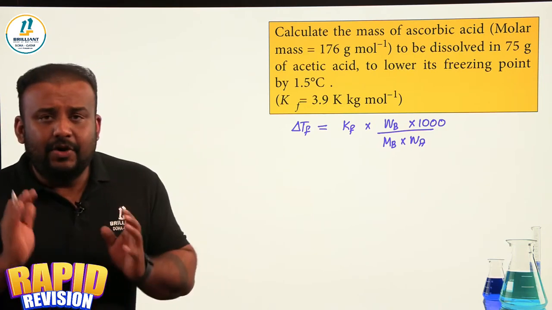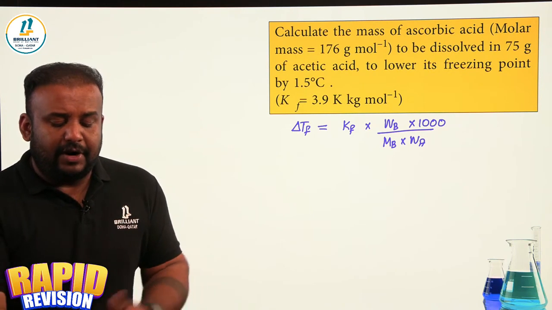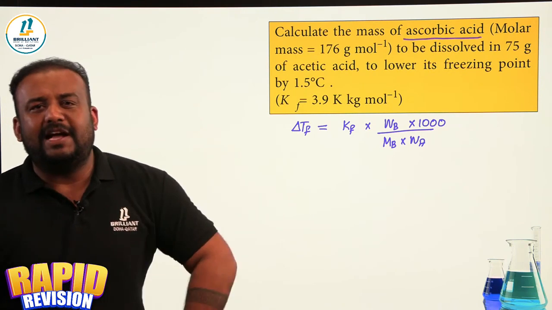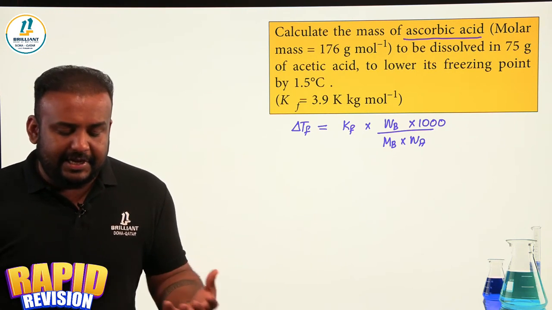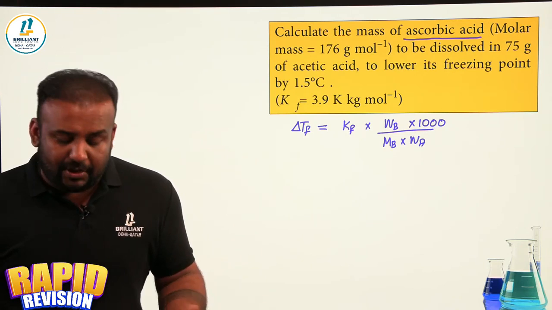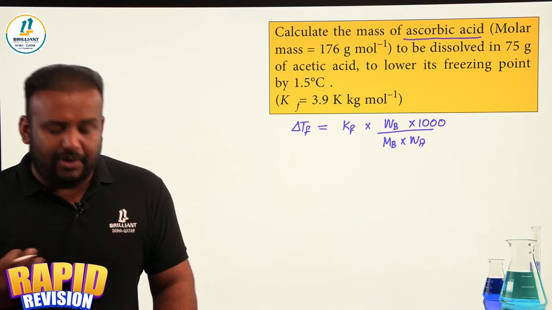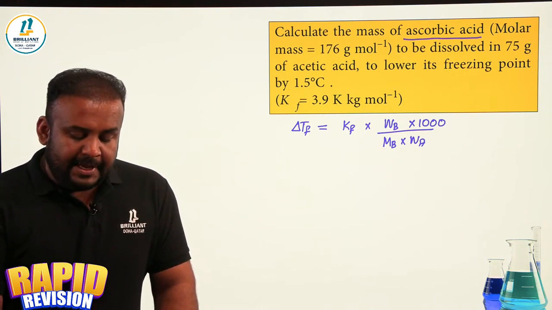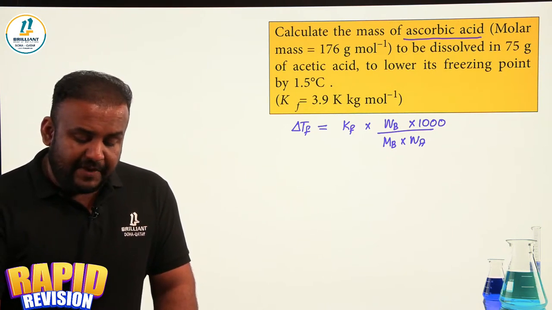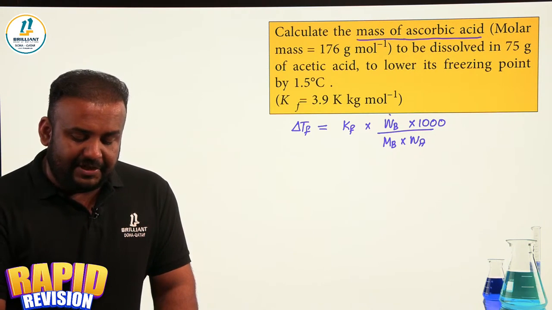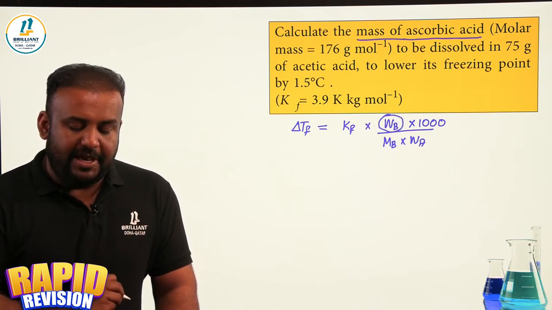Now, just look at, is it an electrolyte or a non-electrolyte? Ascorbic acid is vitamin C. It's an organic compound, so it's not an electrolyte. So you don't have to consider Van Hoff factor in this formula. So delta TF is equal to KF into WB by MB into WA into 1000. This is the formula. What do we need to find? We need to find the mass of ascorbic acid, which means you need to find WB.